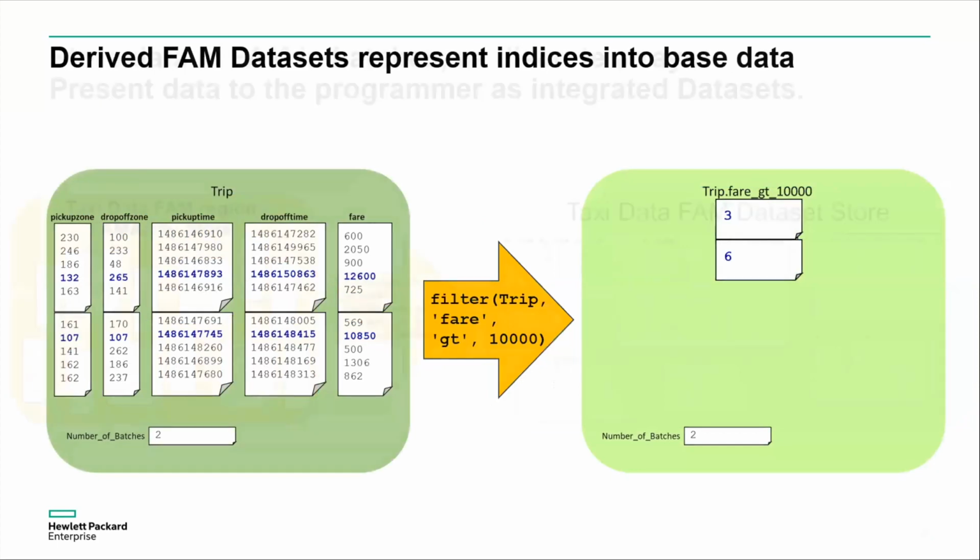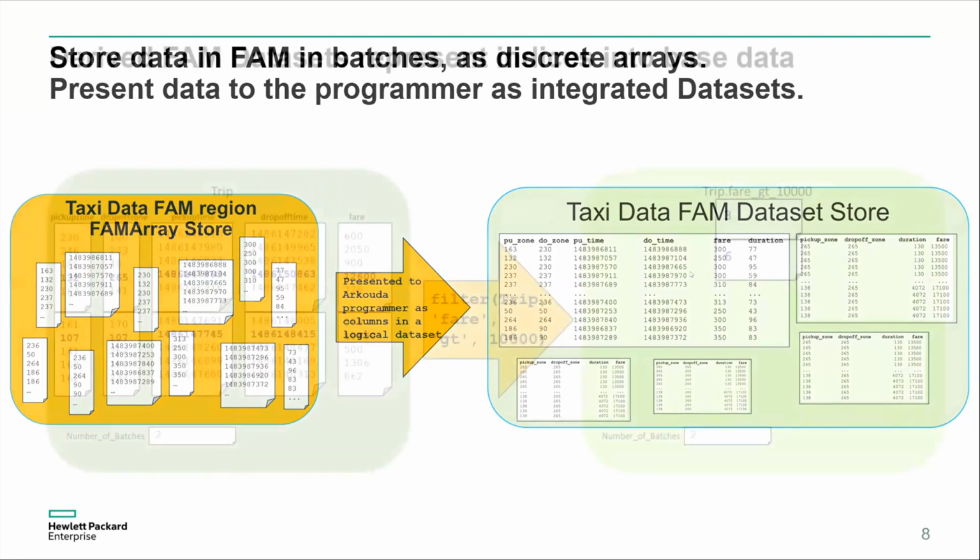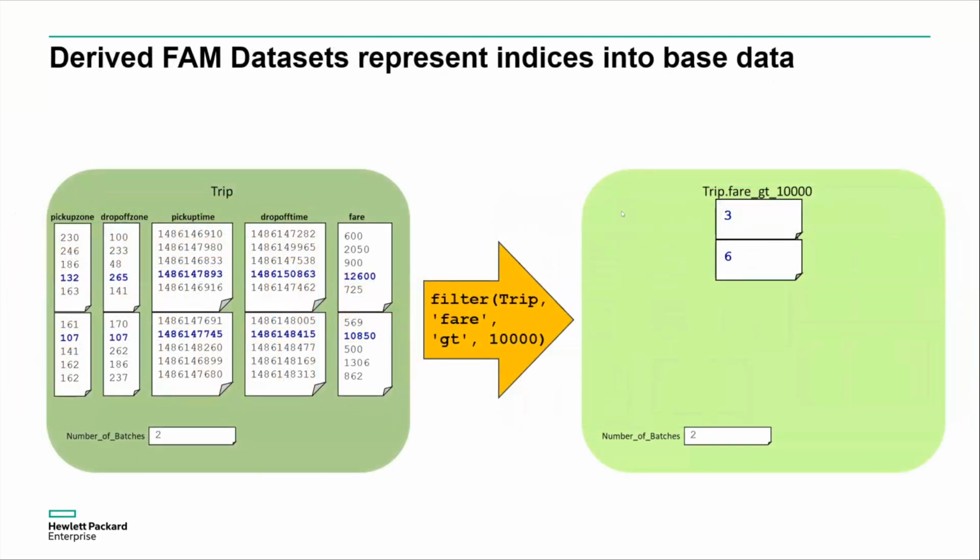And the way workflows fit into this is that we also support derived data sets and derived columns. For example, a derived data set results in a new data set, and as I said, it's basically an index. Here we've created a new data set by selecting the rides from the trip data set where the fare is over $100, or 10,000 cents, because the fare is in cents. And at this point, it's just an index.